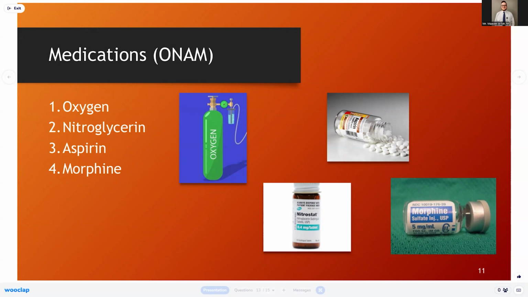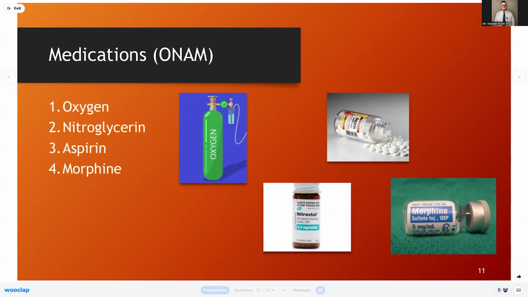So the easiest thing we can do is put them on oxygen, 2 liters of O2, easy enough. So oxygen, then nitroglycerin, which is a nitrate and a vasodilator. It should vasodilate, meaning opening up those blood vessels and hopefully regaining some blood flow to the deprived tissue. Then you're going to go with the aspirin, and not baby aspirin, a full dose aspirin of 325 milligrams.